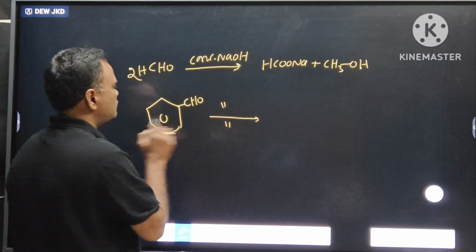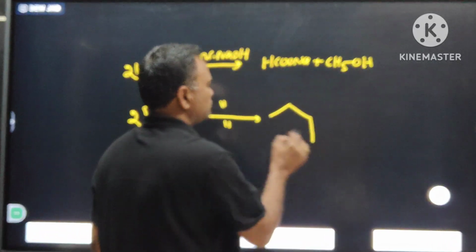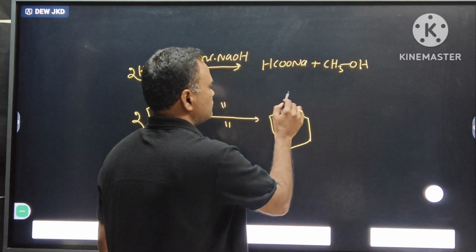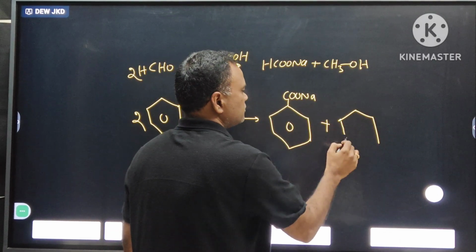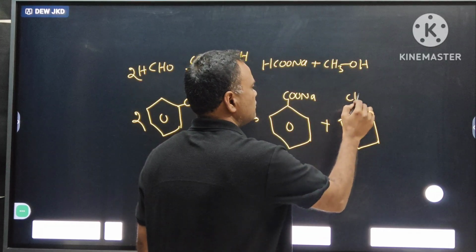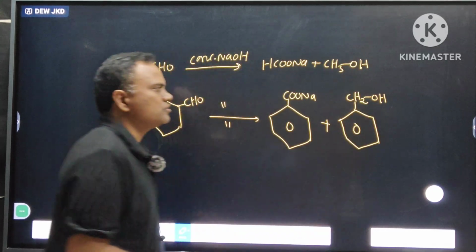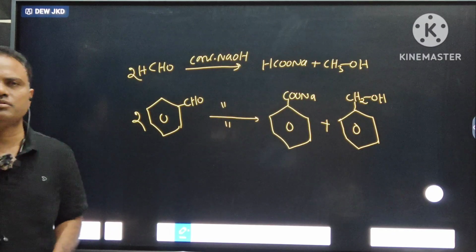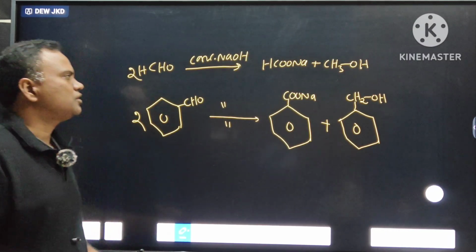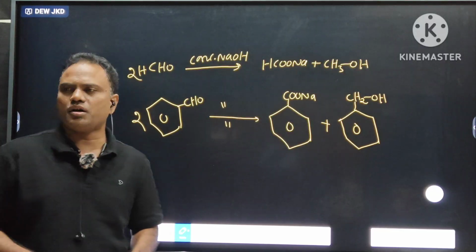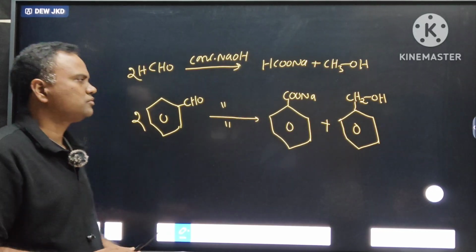Take benzaldehyde. Same, 2 molecules of benzaldehyde give sodium benzoate and benzyl alcohol. Sodium benzoate and benzyl alcohol. Okay. Write the mechanism part. Yesterday we completed up to this. Right.